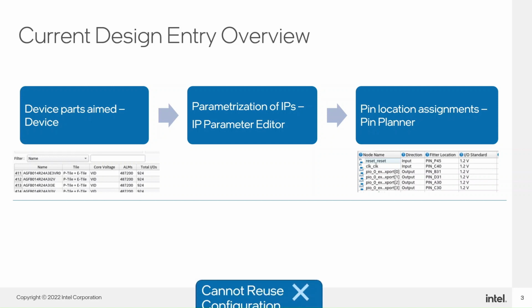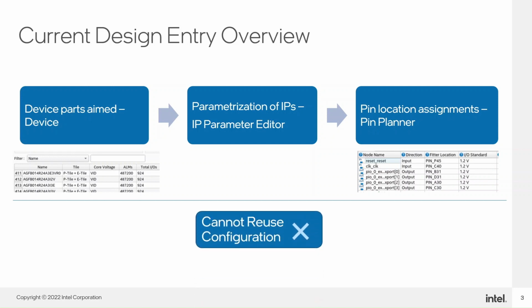To top it all off, if there are IPs targeting the same board for different designs with similar user-defined parameterizations and pin constraints, users would have to do the same configuration again and again. This process is prone to human error and may cause avoidable mistakes. This is where the board aware feature comes in handy.